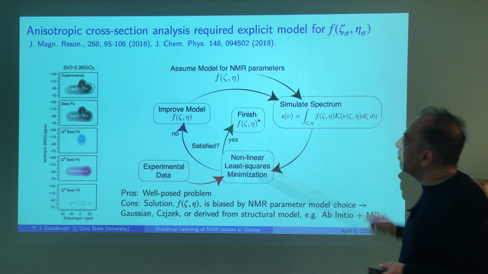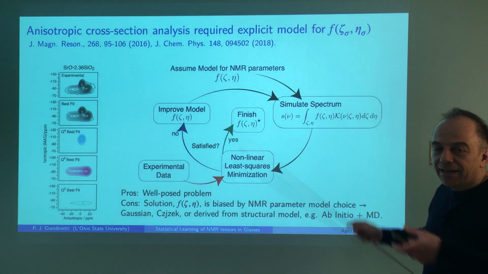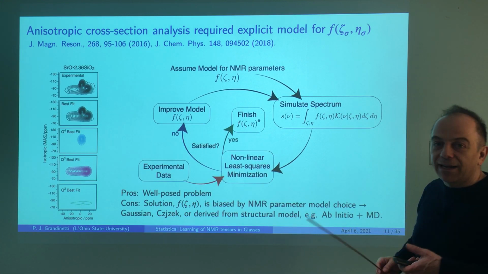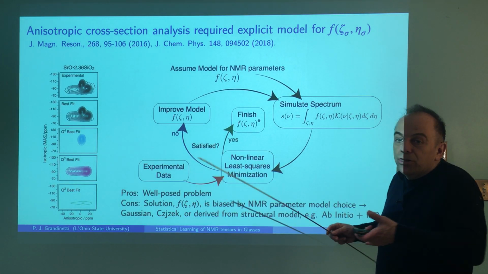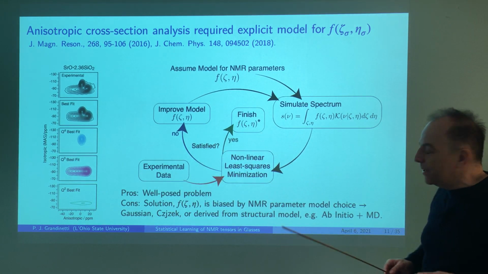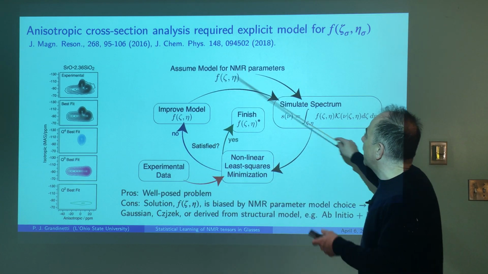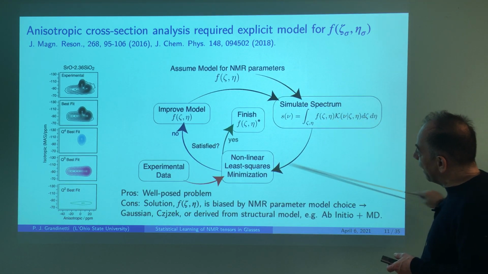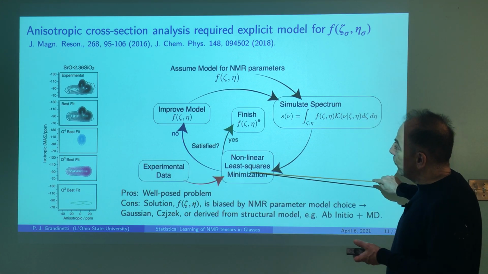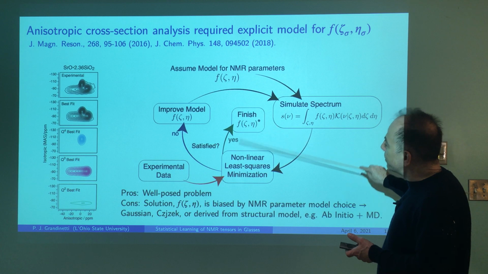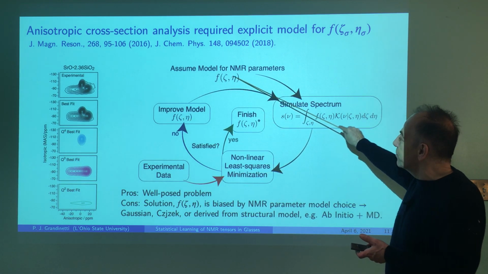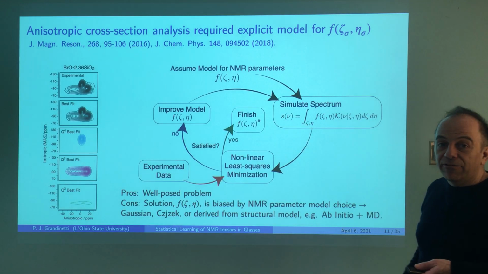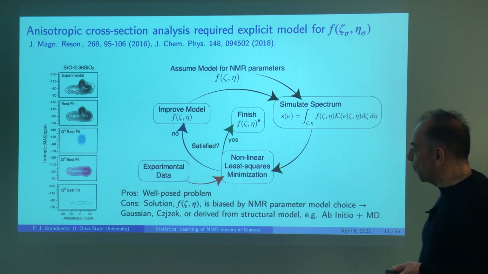And the general approach, which many people use, is that you assume there's some kind of model distribution for the NMR parameters. It could be a multidimensional Gaussian distribution of zeta and eta, or it could be a Czjzek distribution for zeta and eta, or maybe you do some MD simulation and use ab initio calculations and you try to get some kind of model for this. Either way, you build some model for the NMR parameter distribution, you simulate the spectrum, you compare it to the experimental data. If it works, great, then you have your parameters. But if it doesn't, then you have to find a way to improve the models and continue until you get your best fit distribution of NMR anisotropy parameters.